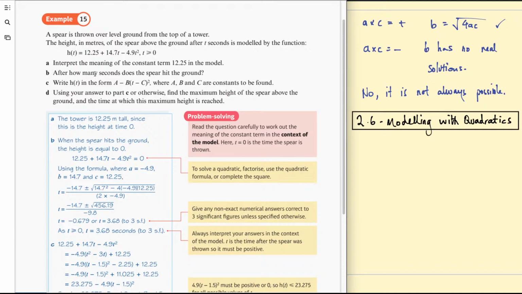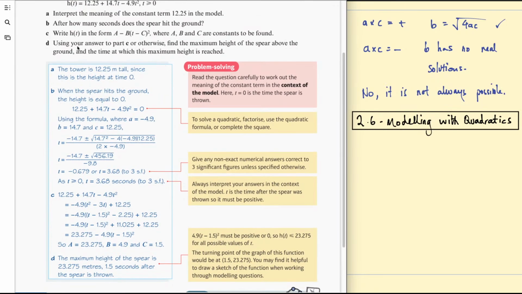Okay, part B, after how many seconds does the spear hit the ground? Here you let the height equal 0, because that's the height above the ground. So you're solving a quadratic that is equal to 0. We've done plenty of that already. C says write h of t in the form a take away b bracket t take away c bracket squared, where a, b and c are constants to be found. This is completing the square. We've done that already, so we should be confident with that.